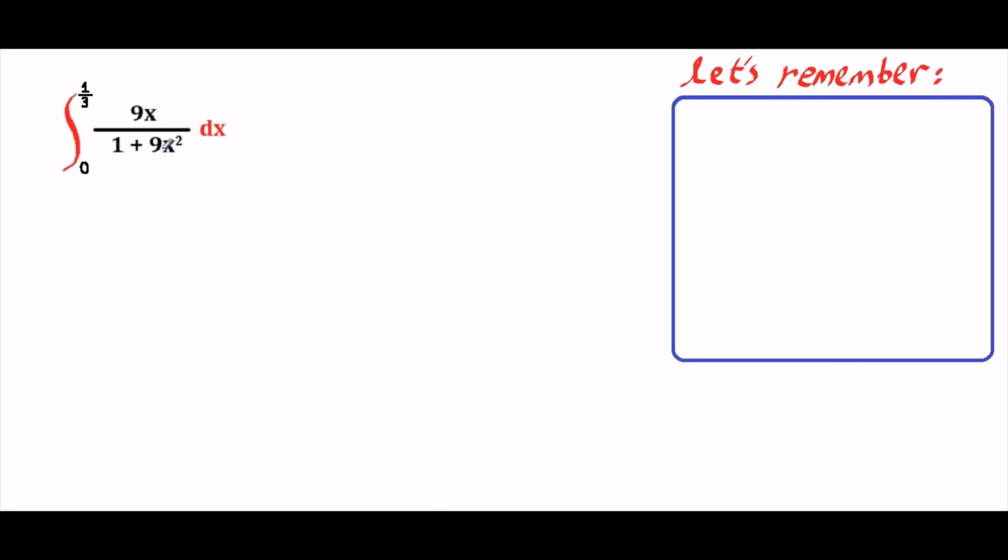Let's check out this time the integral of 9x over 1 plus 9x squared, again from 0 to 1/3. We observe that this is not arctangent because our numerator is not just a number, we have a variable in the numerator. Let's rearrange this integrand. We can pull 9 in front of the integral sign because it's 9 times x: the integral from 0 to 1/3 of x over 1 plus 9x squared.